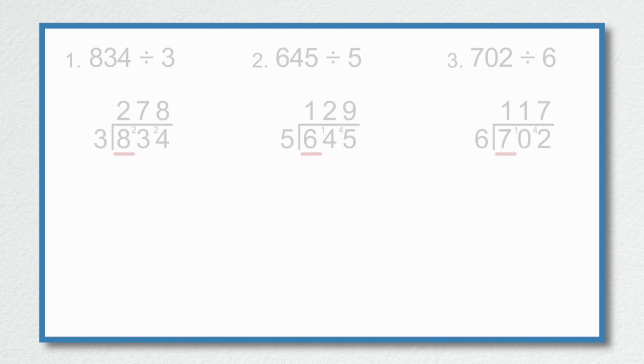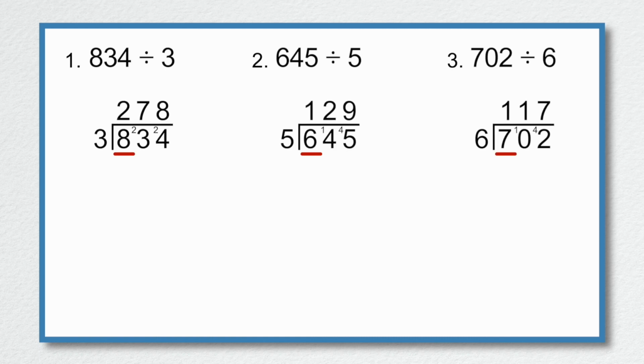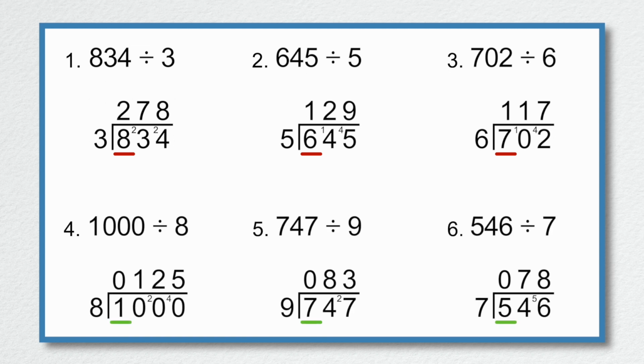So in the first types of questions we looked at, the first digit of the number that we were dividing into was bigger than the number that we were dividing by. And for the second set of numbers we looked at, the first digit of the number that we were dividing into was smaller than the number that we were dividing by. So you need to be aware of what to do in both situations.